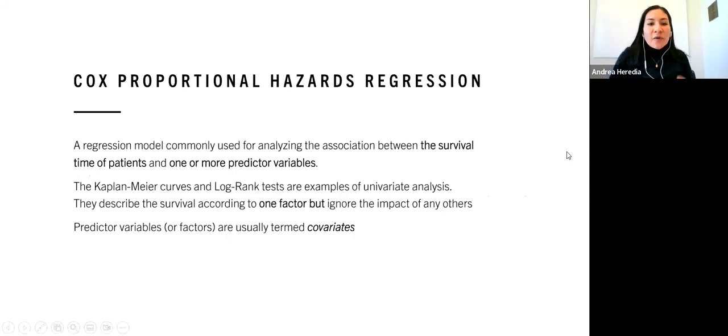Okay. So the Cox proportional hazards regression, the purpose of this model is to evaluate simultaneously the effect of several factors on survival. In other words, it lets us examine how specified factors influence the rate of a particular event happening. Again, it can be infection, it can be death, it can be anything at a particular point in time. And this is commonly known as the hazard ratio. The predictor variables that we're talking about, or factors, are termed covariates.